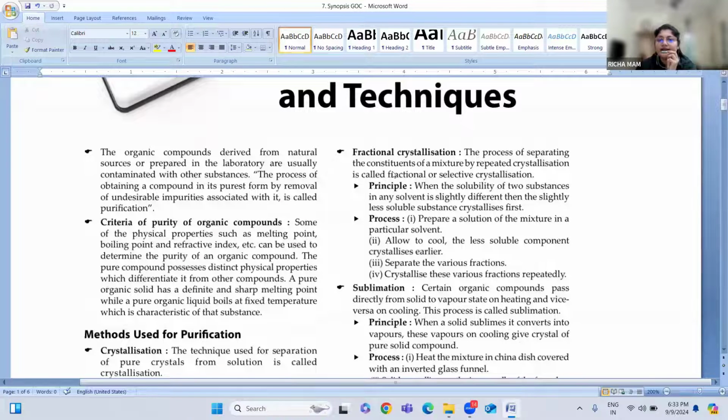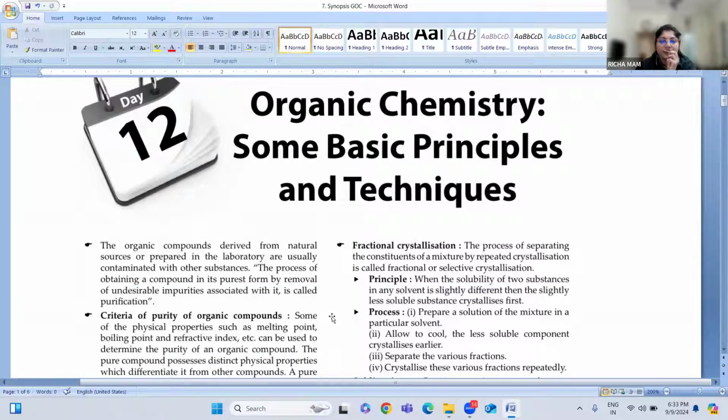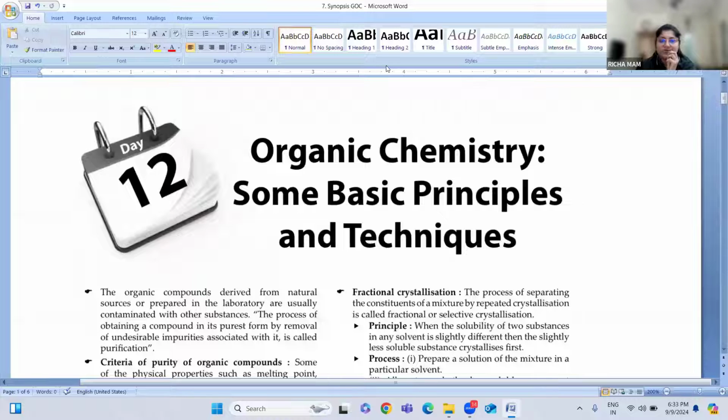When we are extracting any new compound, there will be some impurities present in that compound. So how are we going to remove that impurity? There are different purification methods wherein we can remove the impurities, depending upon what type of compound you are purifying, what type of compound you are taking out. So there are different principles, different methods. These are the different methods for purification.